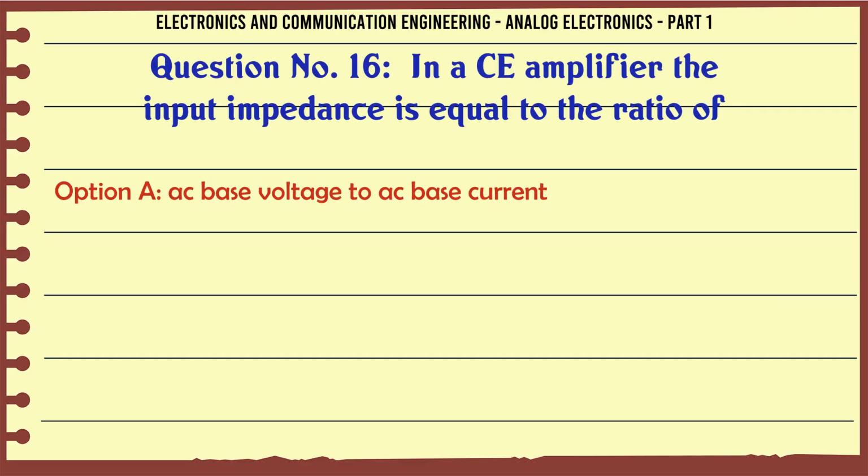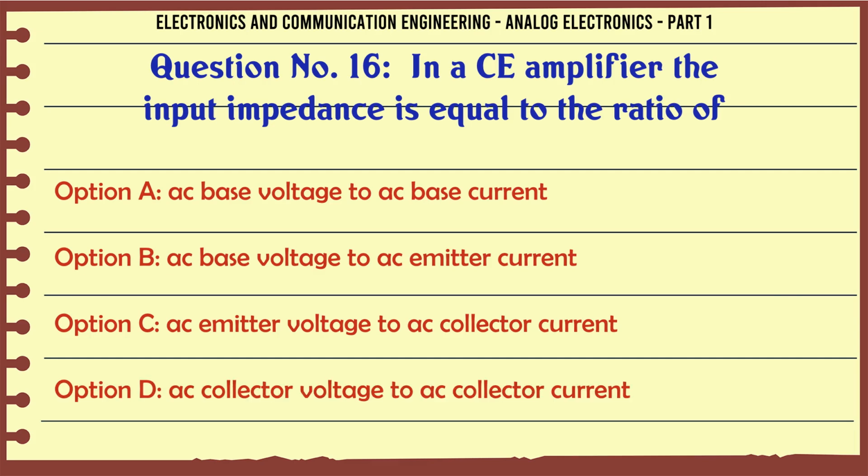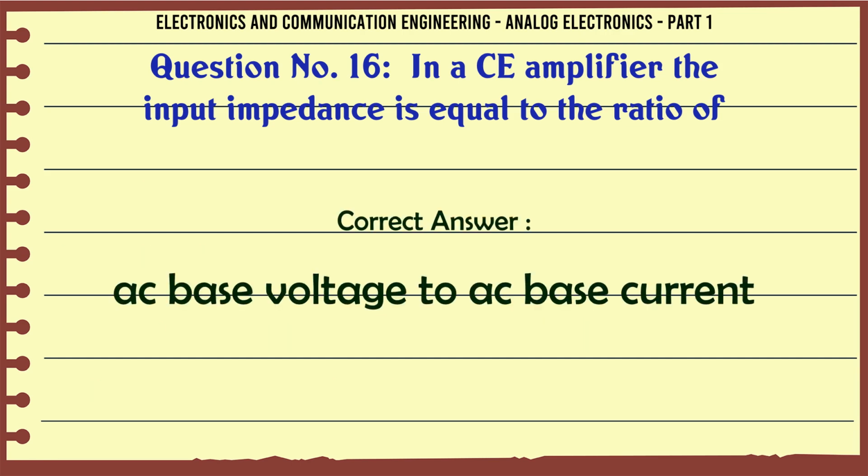In a CE amplifier, the input impedance is equal to the ratio of A. AC base voltage to AC base current, B. AC base voltage to AC emitter current, C. AC emitter voltage to AC collector current, D. AC collector voltage to AC collector current. The correct answer is AC base voltage to AC base current.